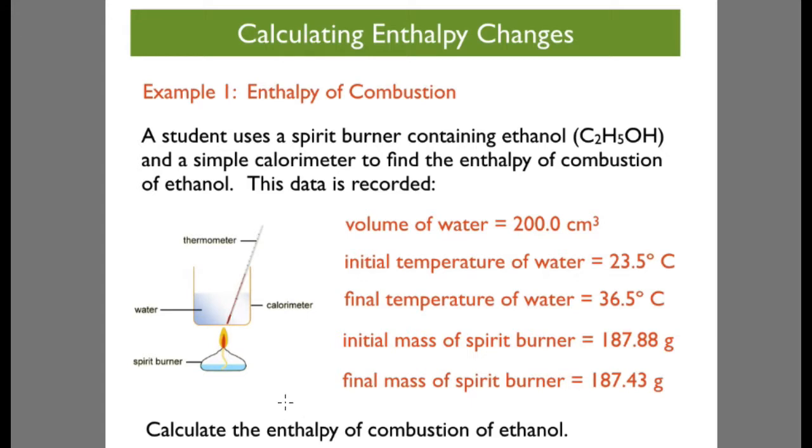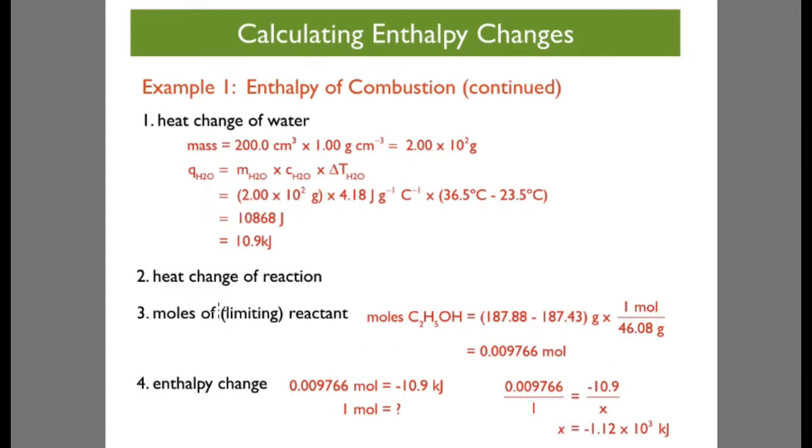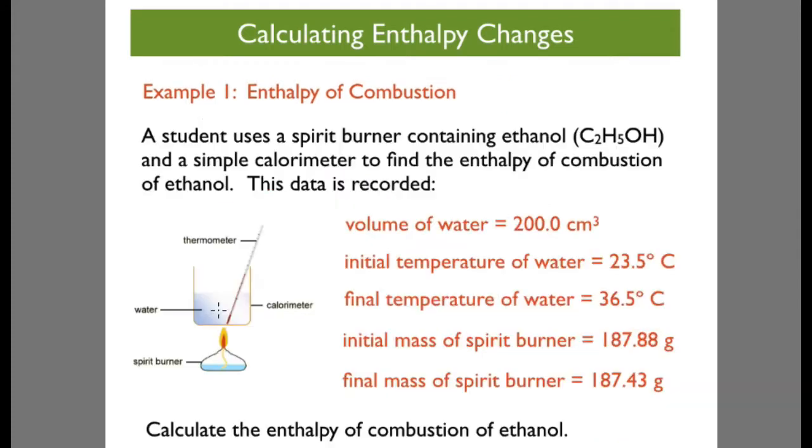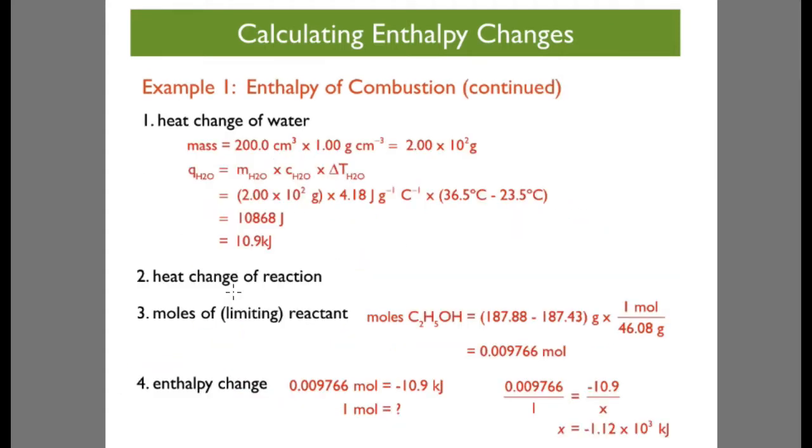So we're going to look at the mass change of the stuff down here, and the temperature change is of the surroundings, the water here. Step 1, we need to calculate the mass. You can see here we've got 200 centimeters cubed of water, and so using density as a conversion factor, that will give us 2 times 10 to the 2 grams.